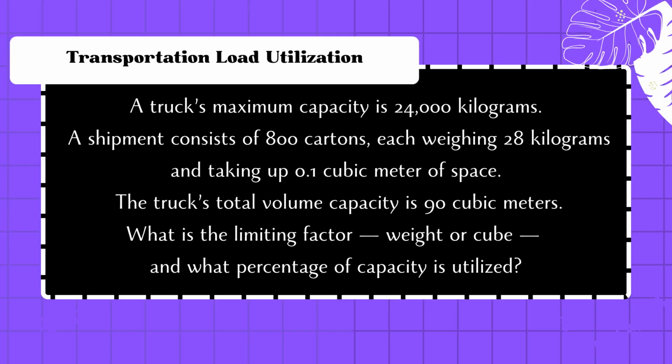Problem 6. Transportation load utilization. A truck has a maximum weight capacity of 24,000 kilograms and can hold up to 90 cubic meters of space. A shipment consists of 800 cartons. Each carton weighs 28 kilograms and takes up 1/10 of a cubic meter. Which factor limits the load, weight, or volume? And what percentage of the truck's capacity is used?